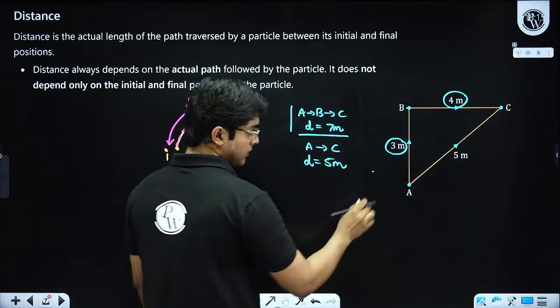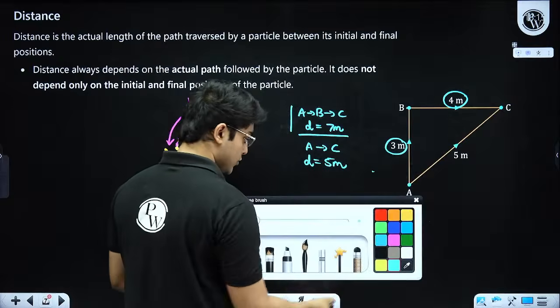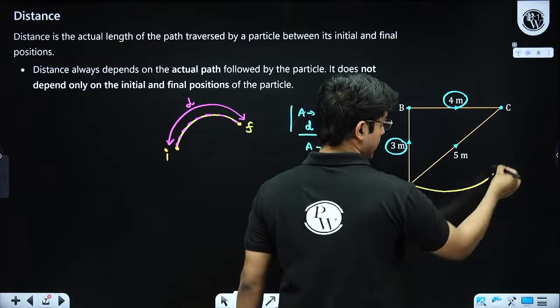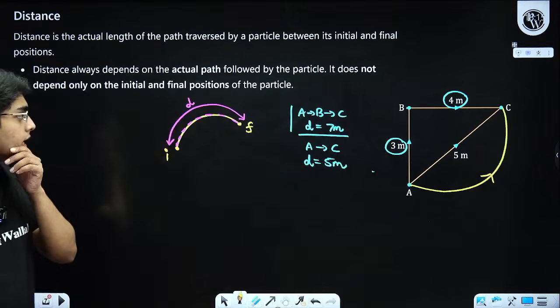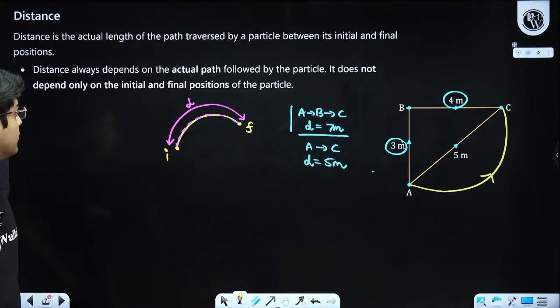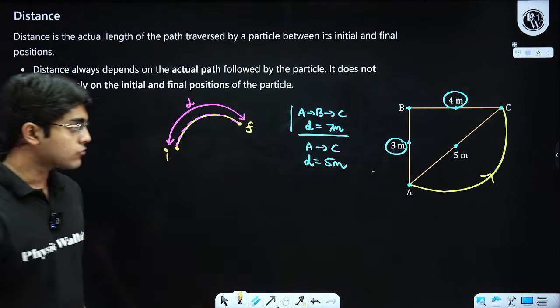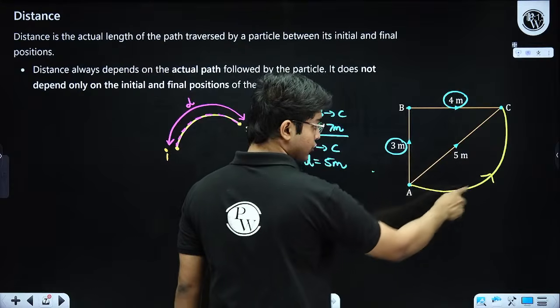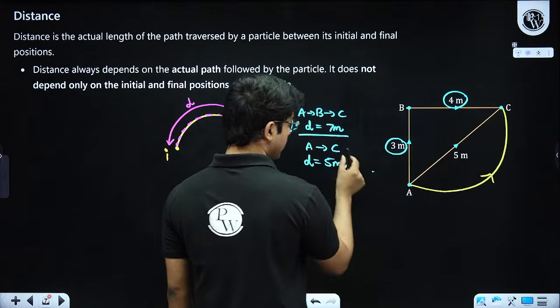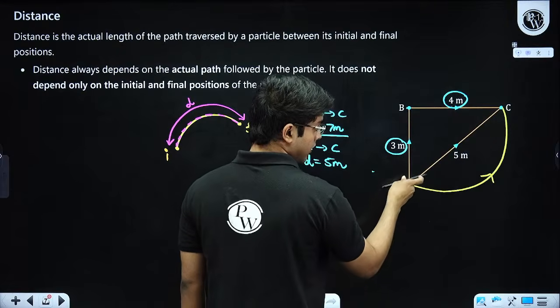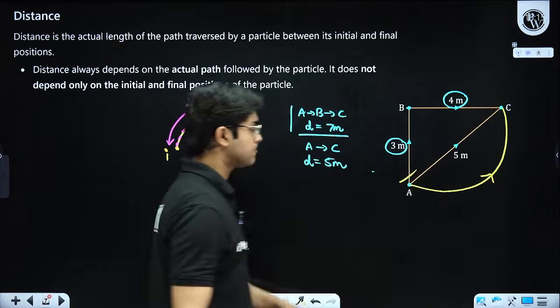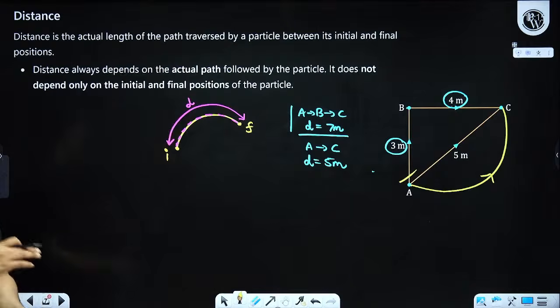So distance depends on which path you choose. If you choose another path, which is like this, it will be a different distance, okay? So that is it, that's the idea of the distance. It depends on which path you choose, and once you choose the path, it is simply the length of the path, okay? So if you go from A to B to C, it will be 7 meters. From A to C, it will be 5 meters, okay?